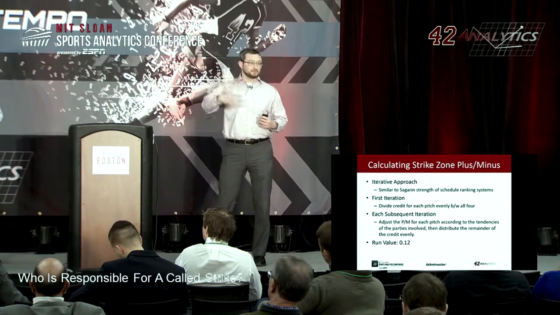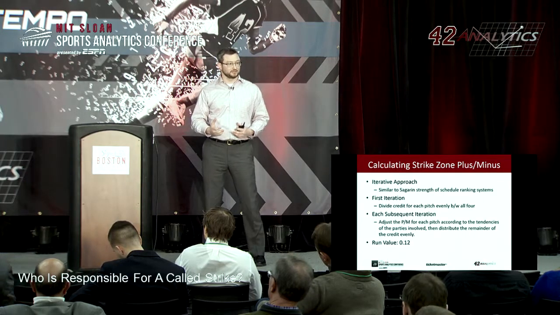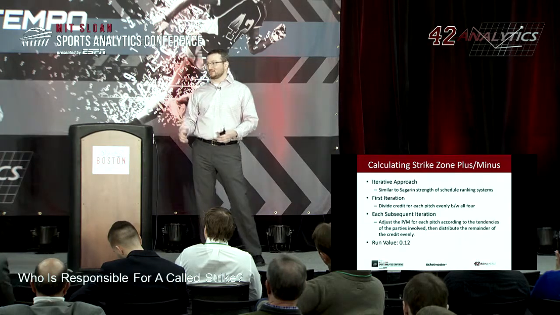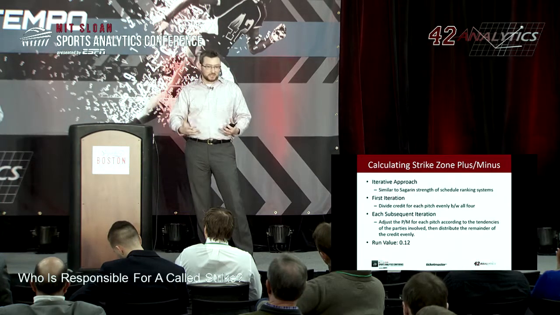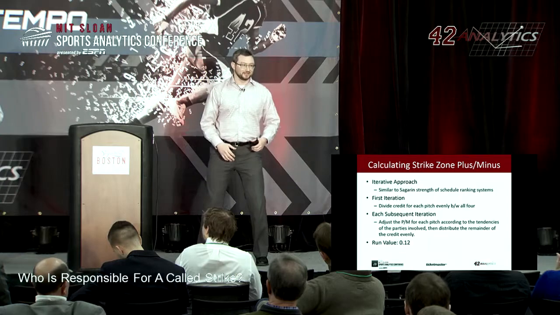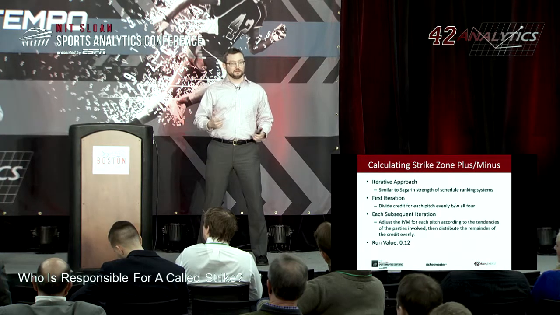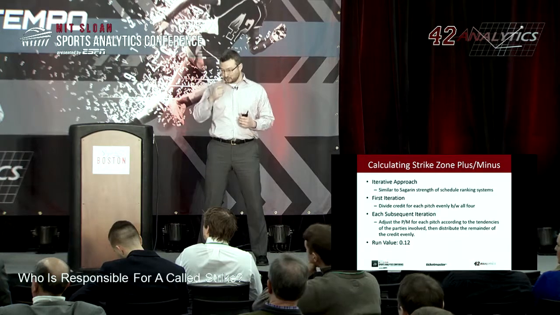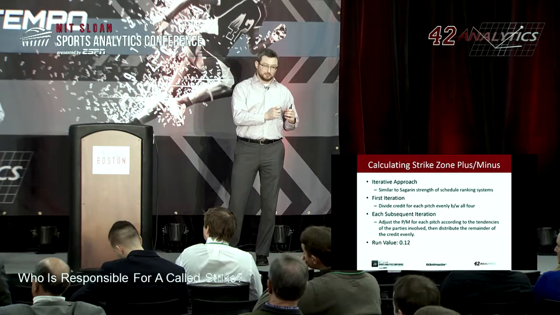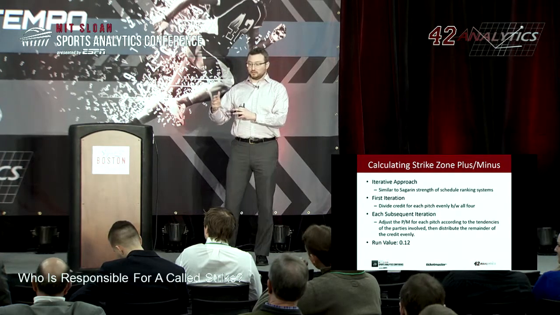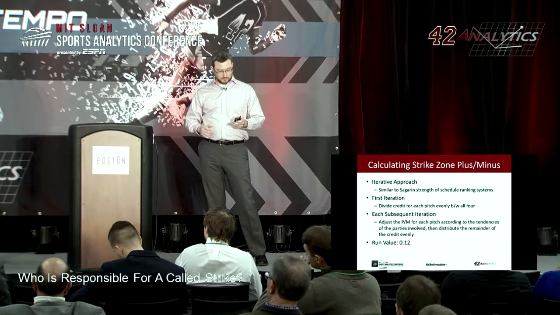And then after we've apportioned all these plus-minus credits, we want to express these in terms of runs, because this is baseball and we want to know how that's affecting the game. So we've also calculated a conversion rate, essentially a run value of converting a pitch from a ball into a strike, as 0.12.